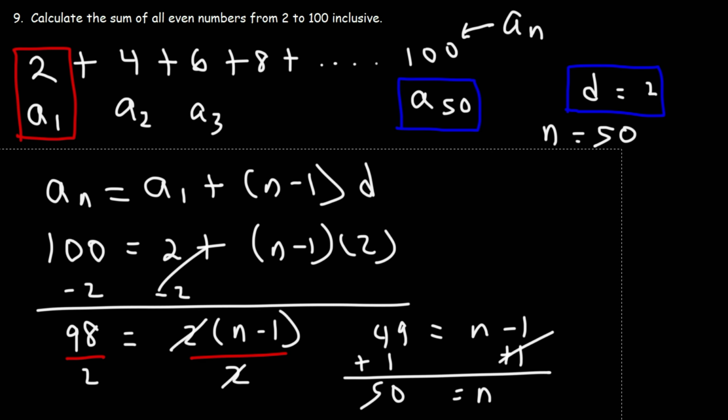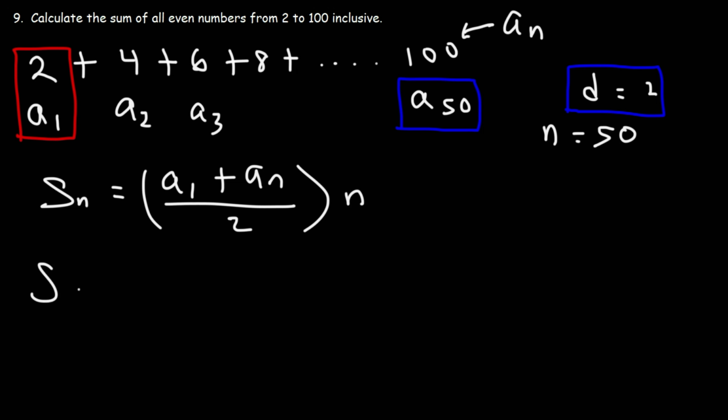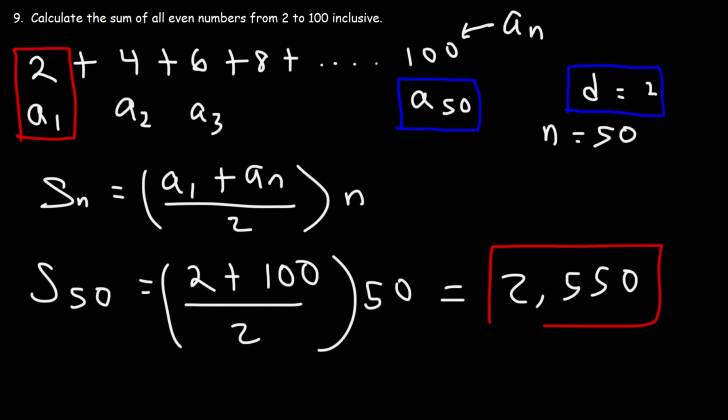So now we have everything that we need in order to calculate the sum of the first 50 terms. So let's begin by writing out the formula first. The sum of the first 50 terms is going to be the first term, which is 2, plus a sub 50, the last term, which is 100, divided by 2, times n, which is 50. So 2 plus 100, that's 102, divided by 2, that's 51. 51 times 50 is 2,550. So that is the sum of all of the even numbers from 2 to 100 inclusive.